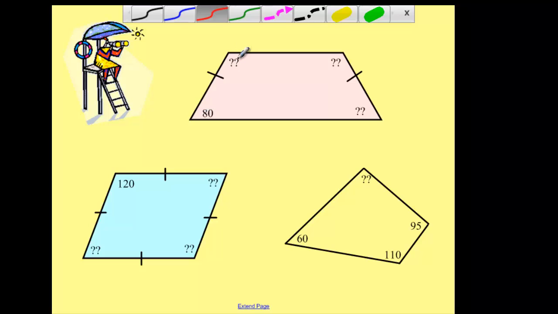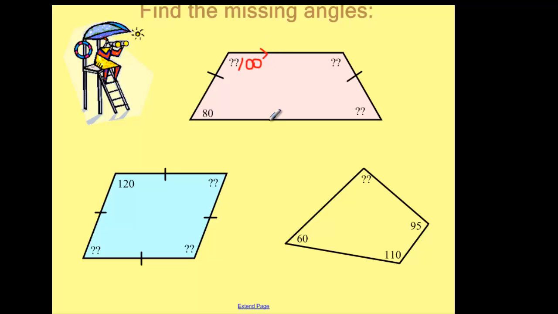Okay, this would have to be 100 degrees. Why? Because these lines are parallel, it's a trapezoid, and the same side interior angles are supplementary. I know that my base angles are congruent, so this is 80. And I also know these are also base angles. The ones at the top are also considered base angles because I could have this trapezoid tipped upside down.